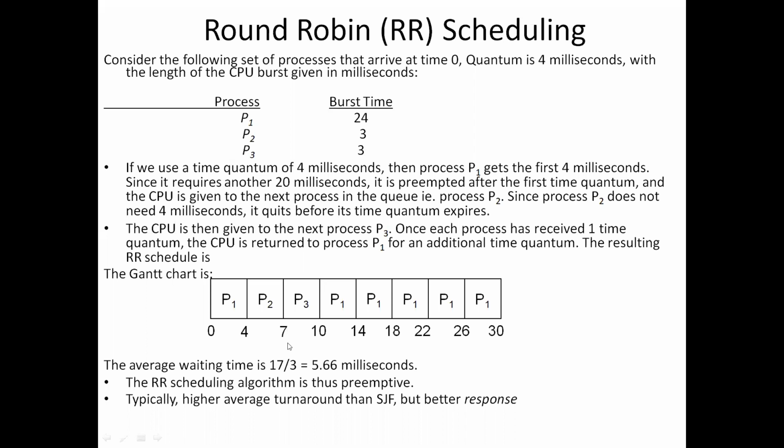At clock time 7 milliseconds, the CPU will start executing process 3, and its burst time is 3 milliseconds. 7 plus 3 is 10 milliseconds. Process 3 will complete its execution. After that we have process 1 at the tail of the queue, because process 1 got executed only for 4 milliseconds. Still, 20 milliseconds of process 1 need to be executed by the CPU.